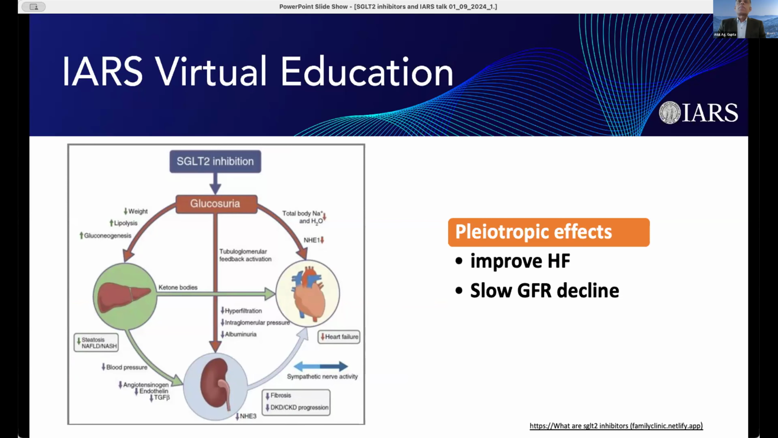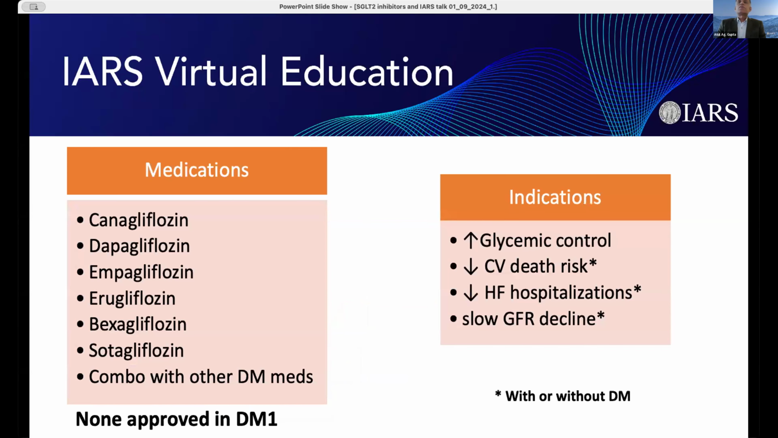Next slide, please. These are the commonly used medications, they're all flozins. I won't go into details about each of the indications, but these are FDA-approved indications. Some of them are approved for use in improving cardiovascular disease outcomes with or without diabetes, and to slow GFR decline with or without diabetes. These agents are not currently approved for type 1 diabetes. Next slide, please.